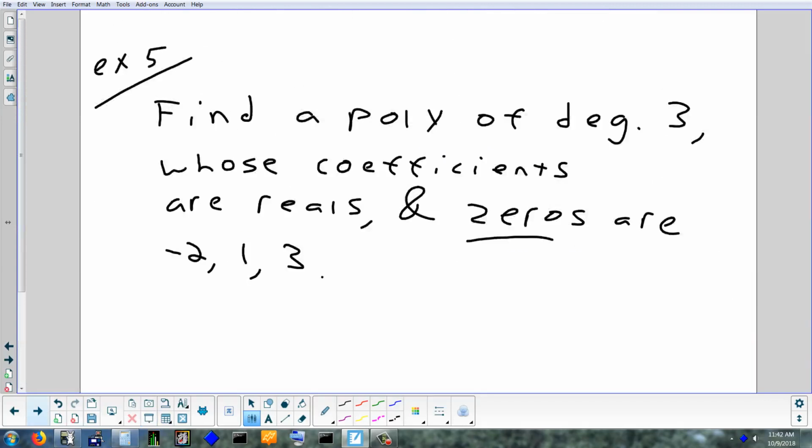Okay, so I want to find a 3rd degree polynomial where the roots are -2, 1, and 3. I could also word that question saying, find a polynomial of degree 3 that crosses the x-axis at -2, 1, and 3. Same question. Bless you. I could say, find a polynomial of degree 3 whose roots are -2, 1, and 3. Same question.